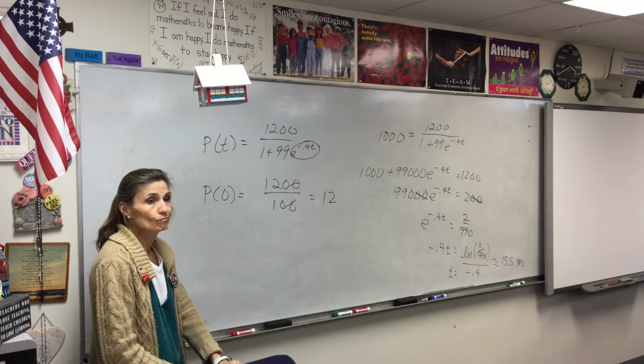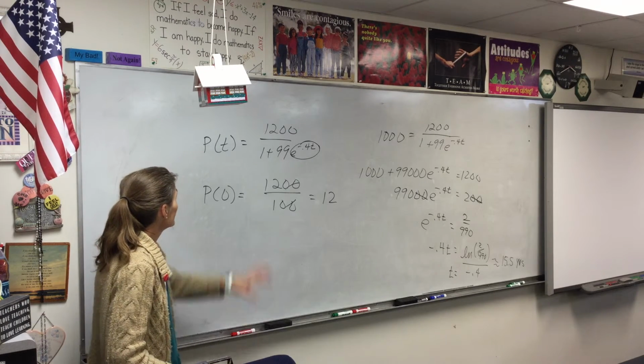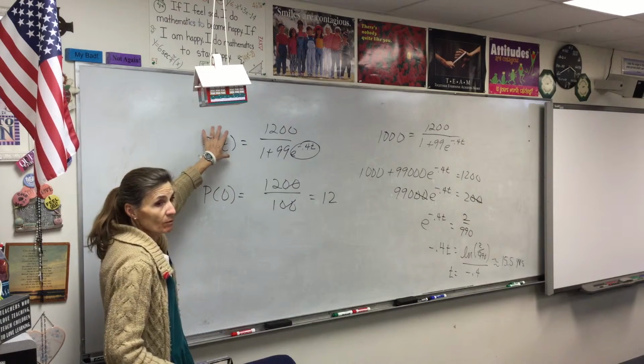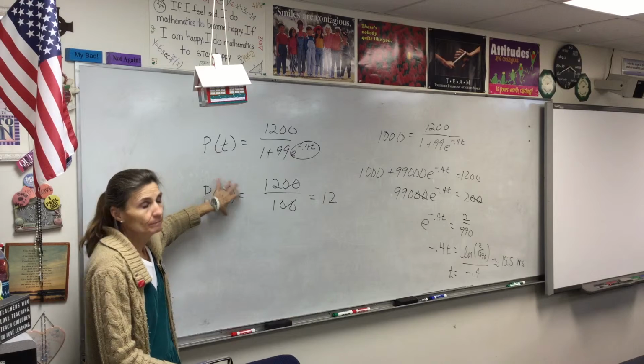When you put 1,000 in, you just drop the T. Like when you put it in for P. That is the variable. P of 1,000 is like Y. Okay.